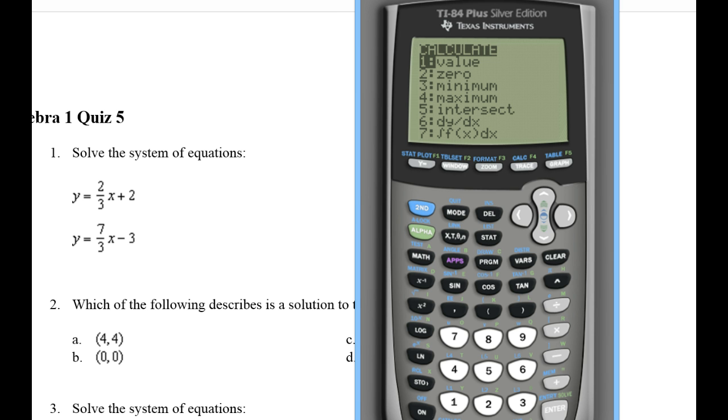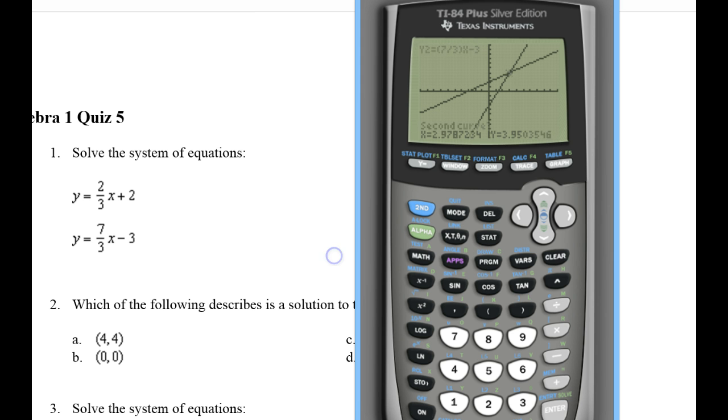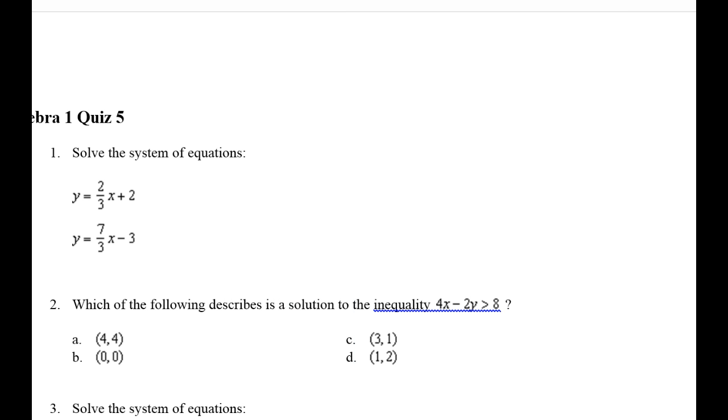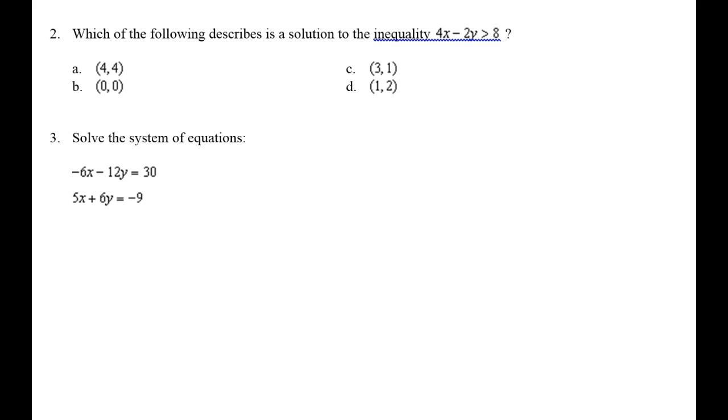Anytime I'm looking for a solution of a system of equations, I'm looking at their intersection, so number 5. And then I'm going to click enter 3 times until the calculator tells me the intersection is 3, 4. So my answer is 3, 4. Number 2. Which of the following describes or is a solution to this inequality?